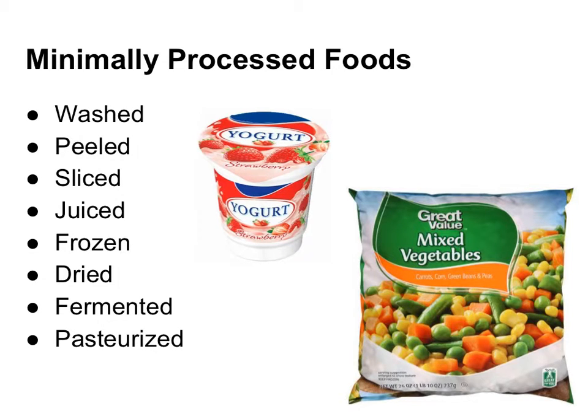Minimally processed foods include vegetables, fruits, legumes, nuts, meat, and milk. These foods are not substantially changed from their raw, unprocessed form and retain most of their nutritional properties. Minimal forms of process include washing, peeling, slicing, juicing, and removing inedible parts. Some nutritionists also characterize freezing, drying, and fermentation as minimal forms of processing.